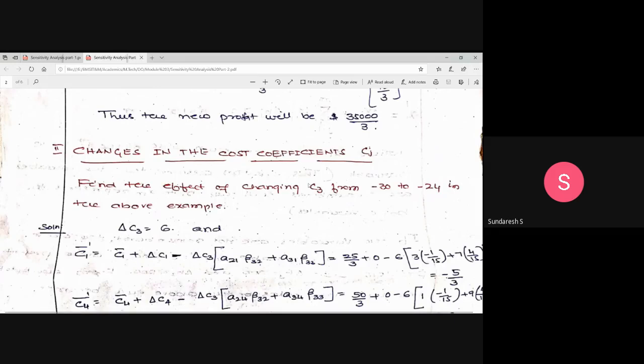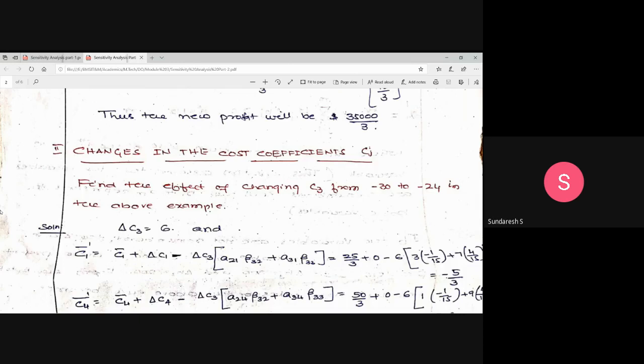Find the effect of changing C3, the cost coefficient of variable 3, from minus 30 to minus 24 in the above example. In this problem, only one of the cost coefficients has been changed, the one for variable 3. Initially it was minus 30, now it has been made minus 24. When this change happens, what is the effect on the optimal solution? This is what we will find out.